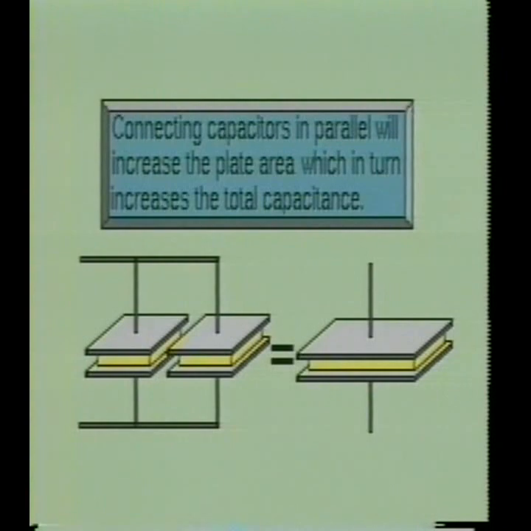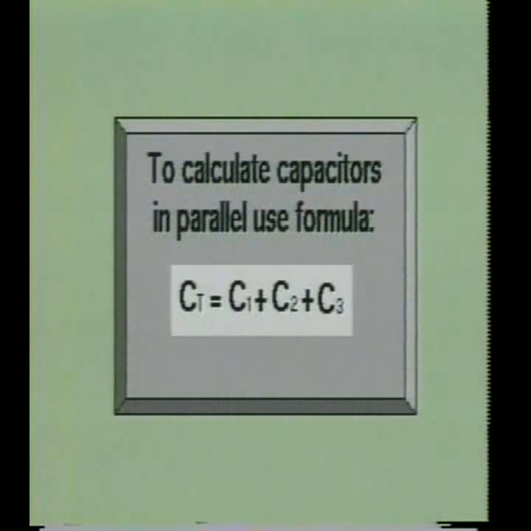Many times, capacitors are placed in parallel to increase the capacitance in a given part of a circuit. This has the same effect as increasing the plate area of a capacitor. The formula for computing the capacitance of 2 or more capacitors in parallel is simply capacitance total equals C1 plus C2 plus C3 and so on.